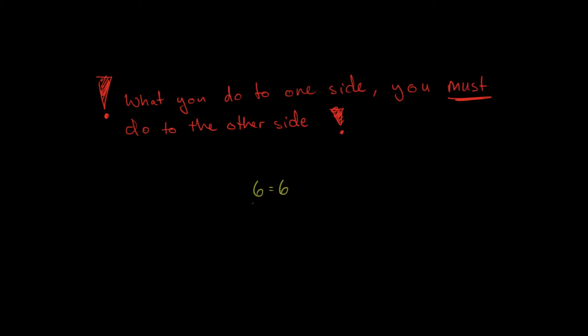And now, what would happen if I violated this rule? Well, what if I multiplied this side by 2 and I added 3 to this side? Then I would end up with 12 equals 9. So we went from a situation where we had equality to where we don't have equality anymore. So that does not work.